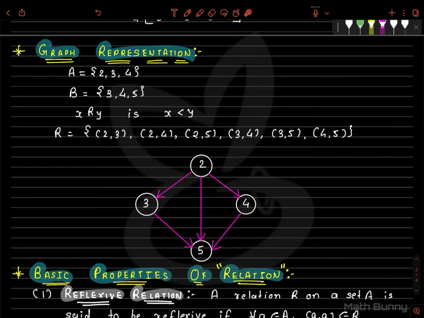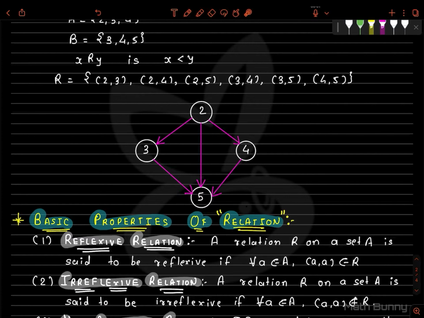You can clearly see that 2 is less than 3, 4 and 5, so we have written (2,3), (2,4), (2,5). 3 is less than only 4 and 5, so we have written (3,4), (3,5). And 4 is only less than 5, so we have written (4,5). So, the relation is defined like this.